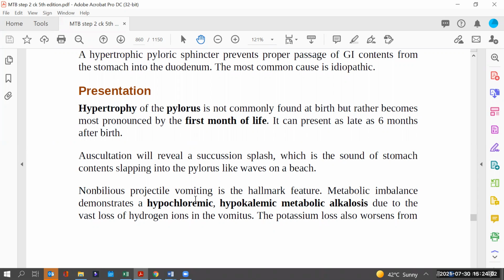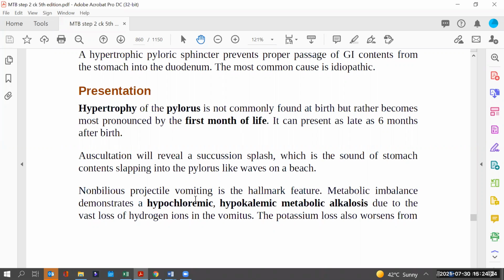So because of the vomiting, whenever there is vomiting, always think about the chloride will be lost in the vomiters, the potassium will be lost in the vomiters. As a result, the whole pH of the blood is going to be an alkaline pH. There will be less acidic content. All the acidic content will be lost in the vomiting. Remaining, the pH of the body will become alkaline.